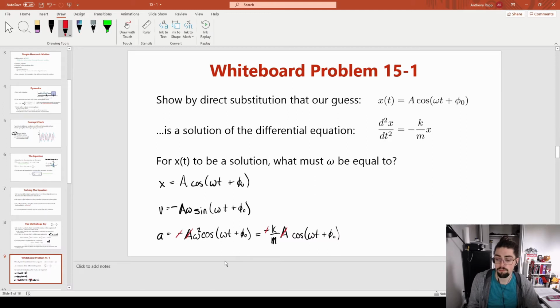None of those matter either. Cross out those. What I'm left with is omega squared is equal to k over m. That is to say, omega is equal to the square root of k over m.